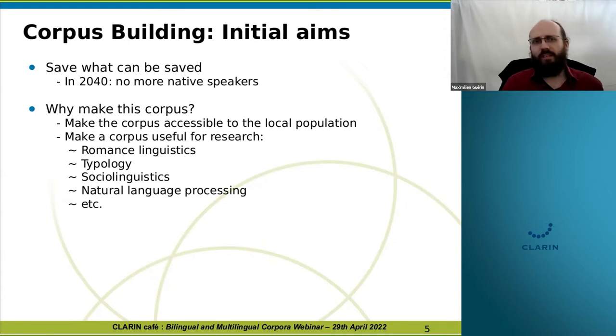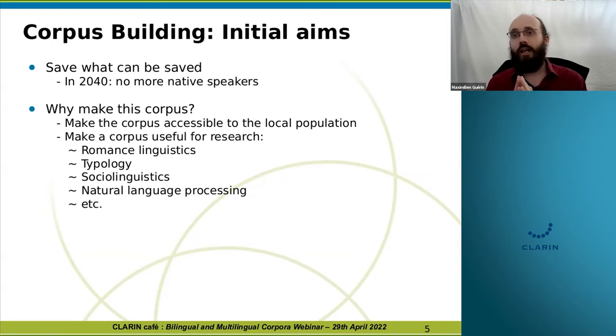So why make this corpus? Two aims. First, make the corpus accessible to the local population, because the local population wants to have some texts and some works about their own varieties, and we must make this accessible to them. And second, of course, make a corpus useful for research, especially research in linguistics, typology, sociolinguistics, natural language processing, and of course phonetics, phonology, etc.